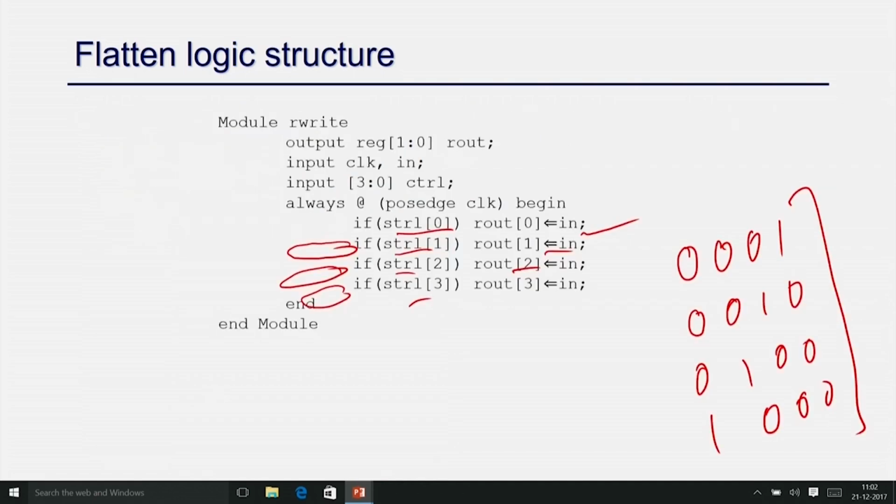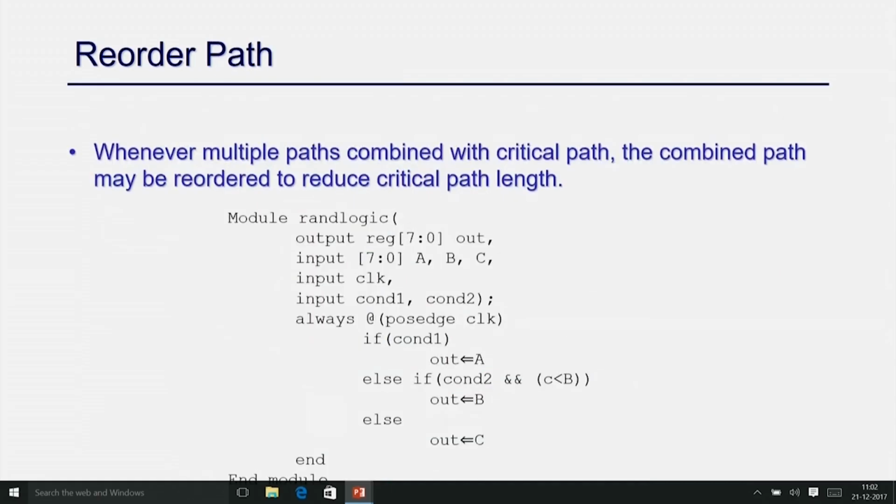Okay, so now I am going to talk about another technique, again a designer choice, which is reordering the path. When you write this if else kind of code with nested conditions, it generates a long combinational path in hardware, right. If you just take this example: if condition 1, I choose output equal to 1; else if, meaning condition 1 is false and condition 2 is true and a is less than b, then I am going to do this; else I am going to choose this.